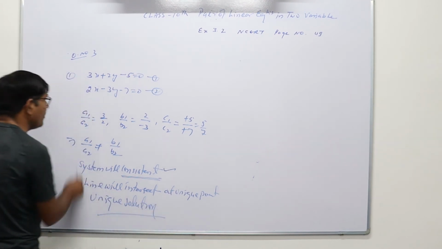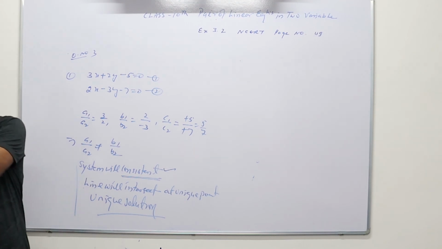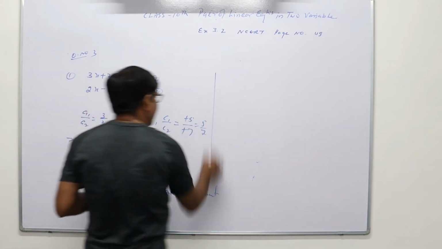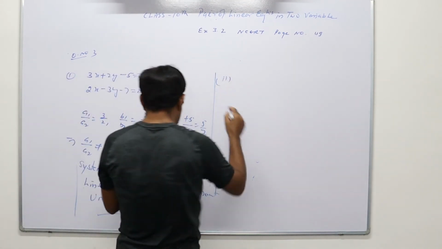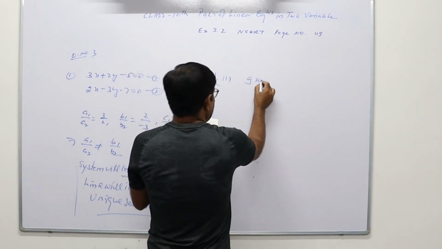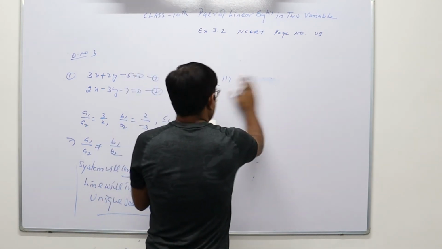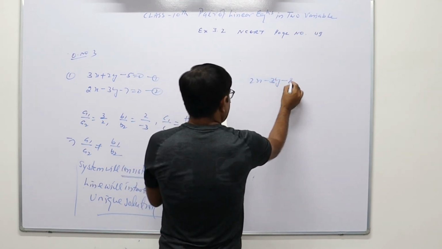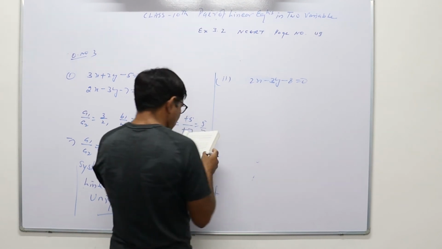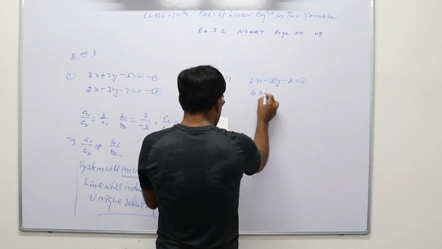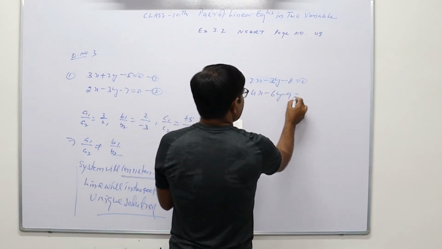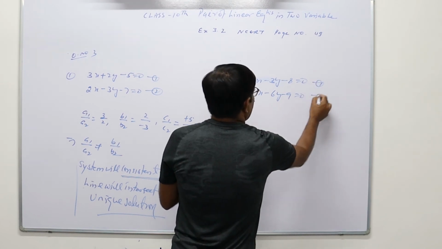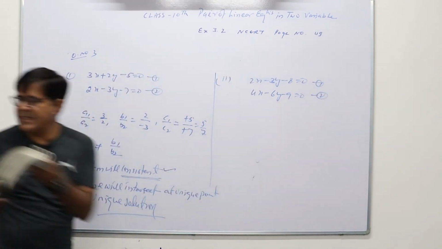So these three things you can write. Now let us suppose question number two, the second part, 9x plus 3y... 2x minus 3y minus 8 is equals to 0, and second is 4x minus 6y minus 9 is equals to 0. This is equation number first and second.